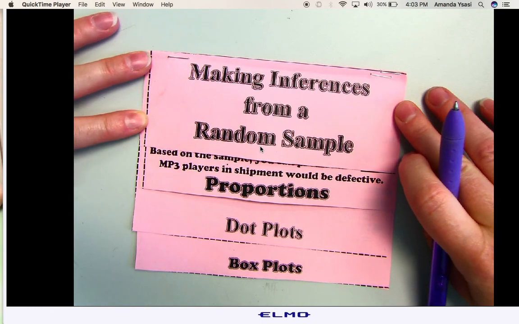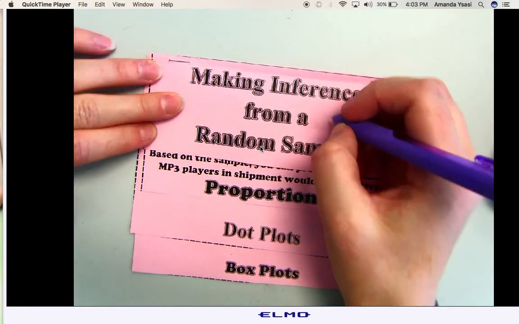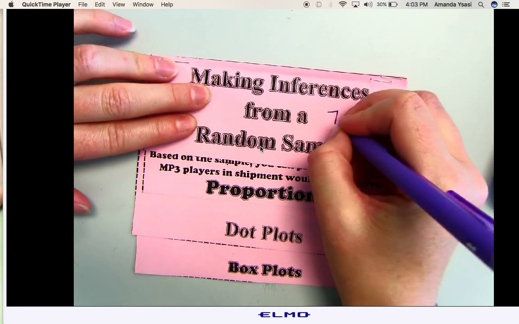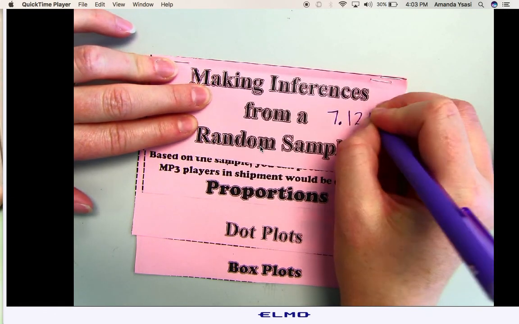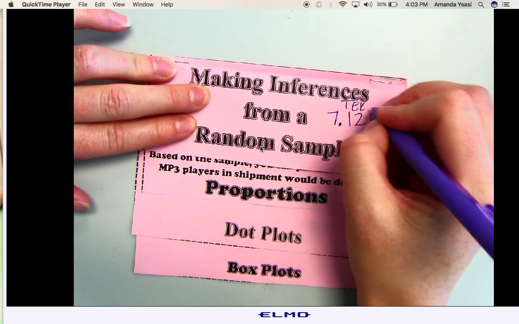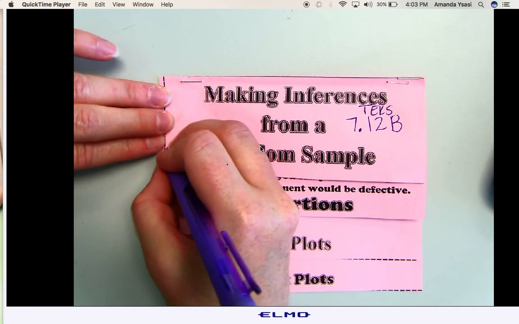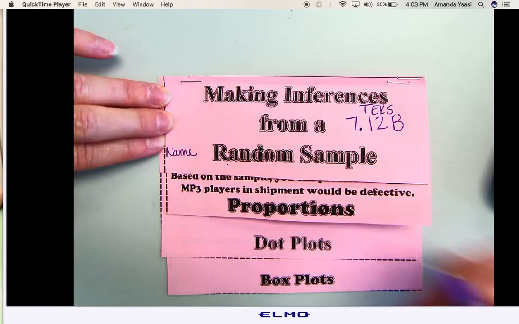We are going to talk about making inferences from a random sample. So this is TEK 7.12b. Okay, so go ahead and write your name on here as well, and then today's date.